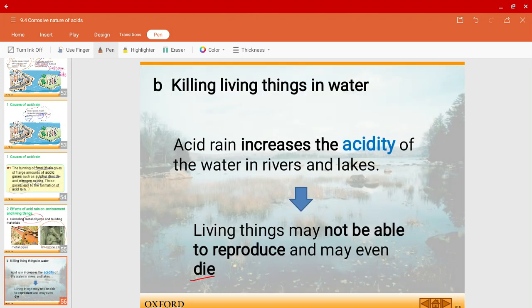Apart from us being affected, humans, other living things are also being affected by acid rain. For example, acid rain increases the acidity in rivers and lakes. What does this do? This harms the environment, of course, because marine organisms, for example, are not able to survive in such harsh conditions, right? When it's so acidic, they're not able to survive, they're not able to reproduce, and finally they may even die.